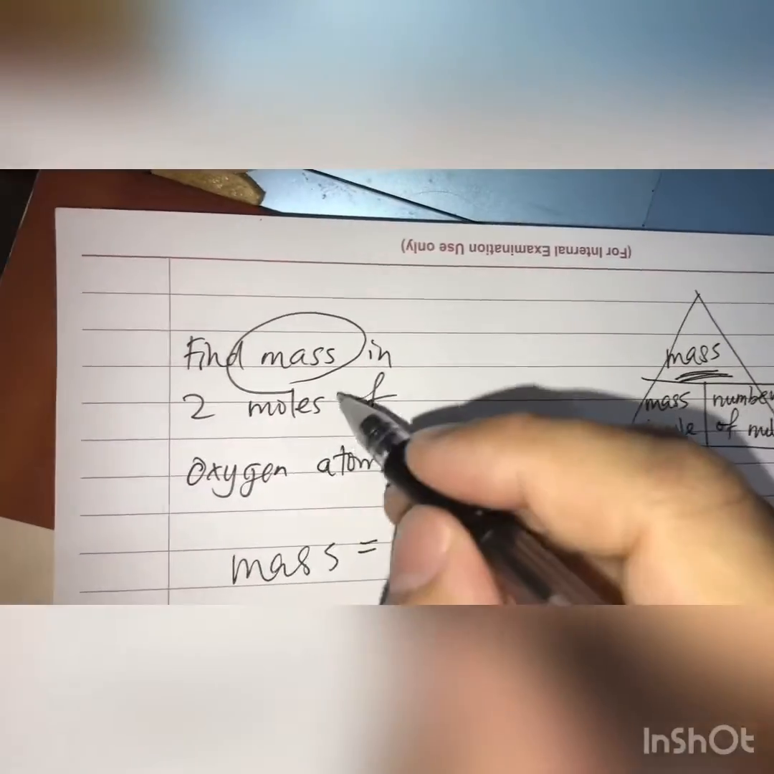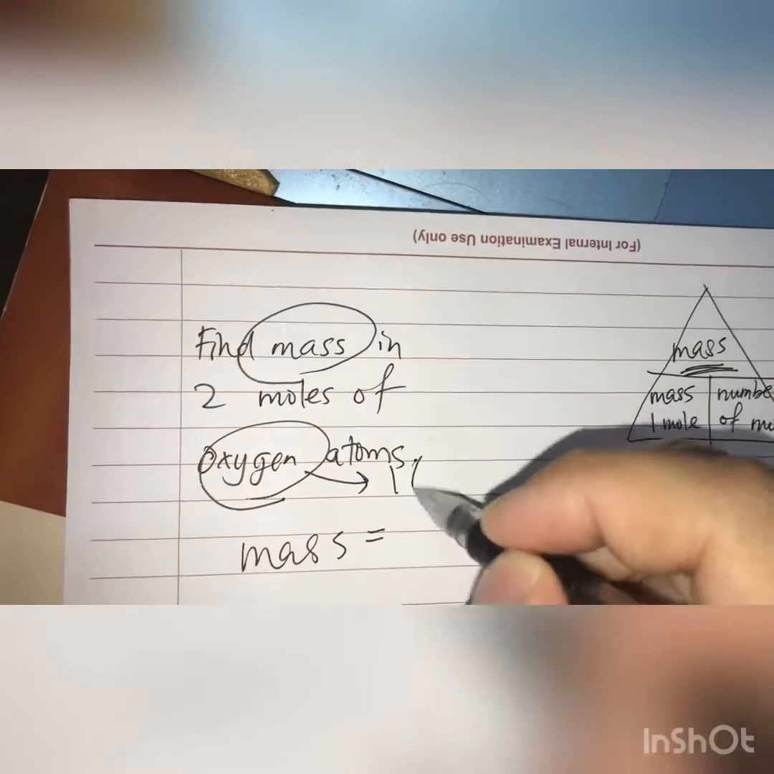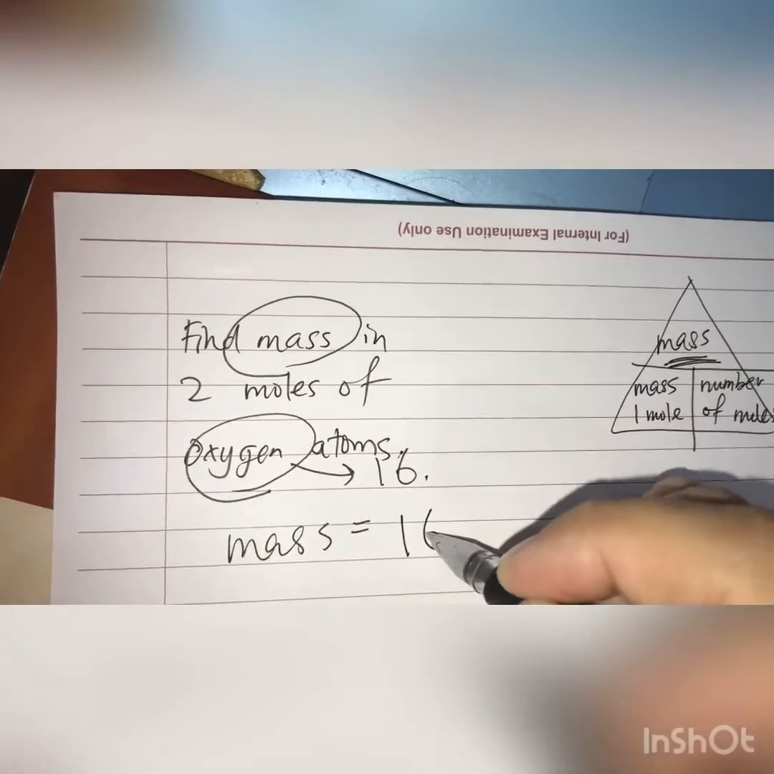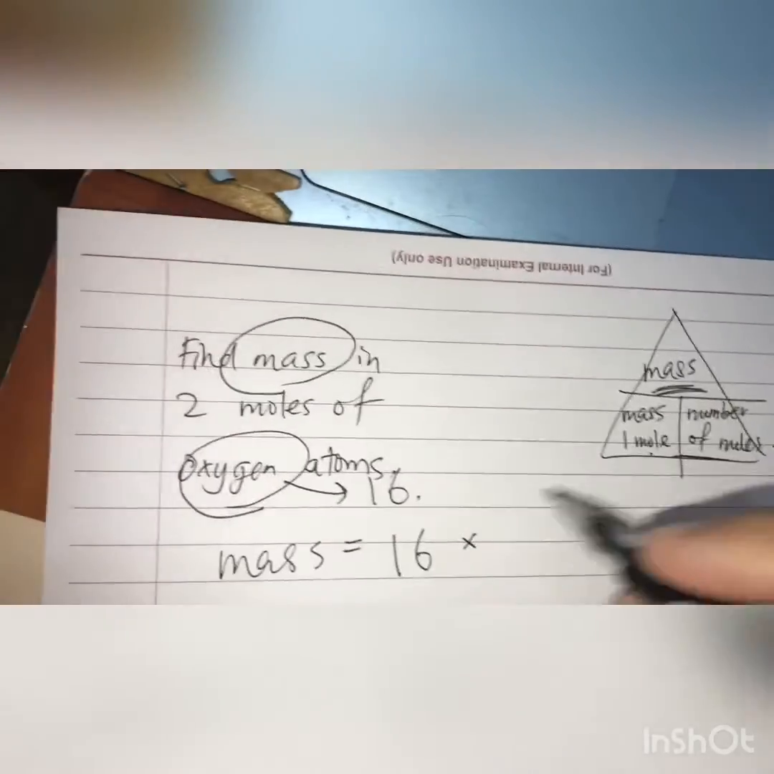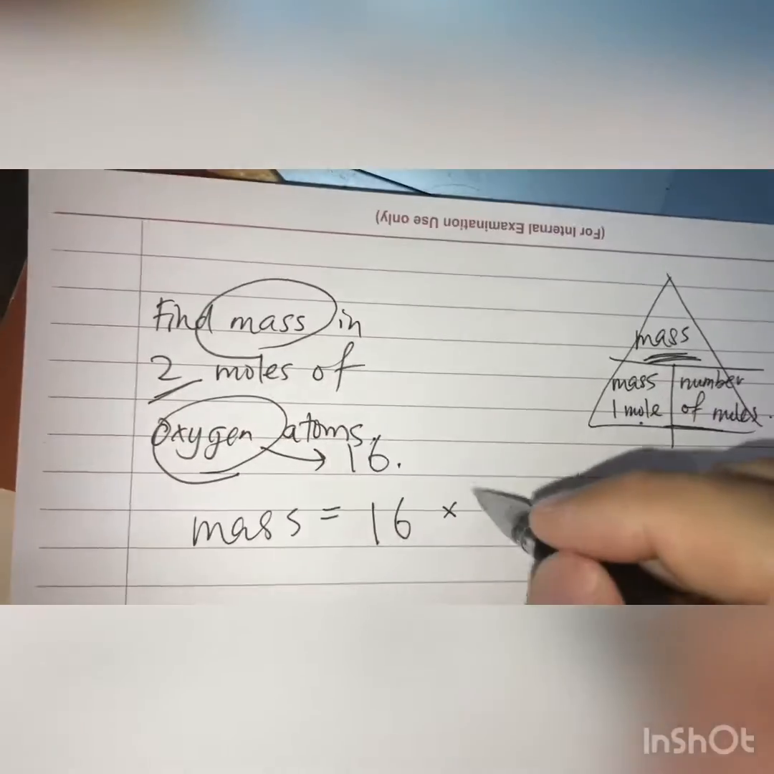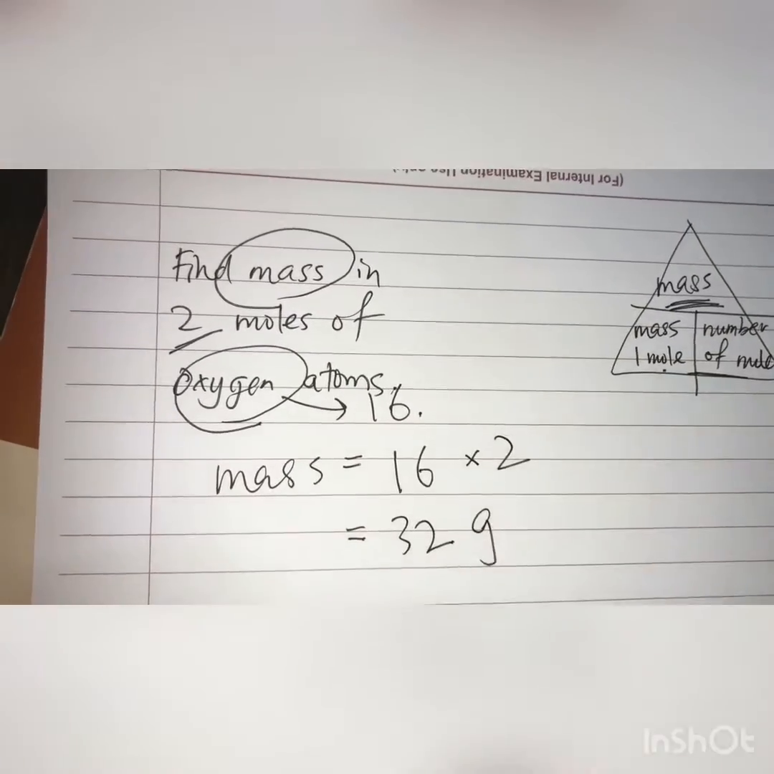Mass in 1 mole, for oxygen, the atomic mass is 16. So 16 times number of mole. Number of mole is 2 moles. So the answer is 32 grams.